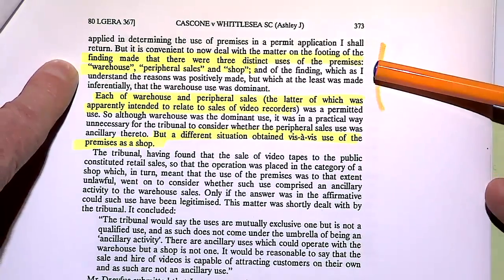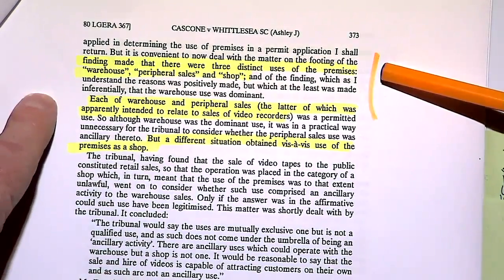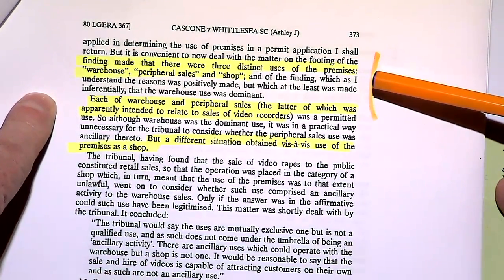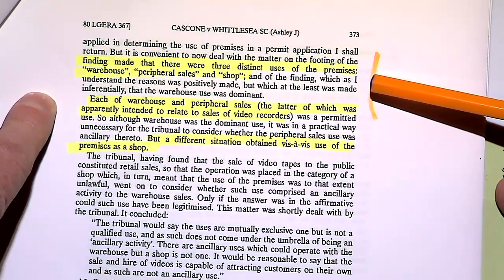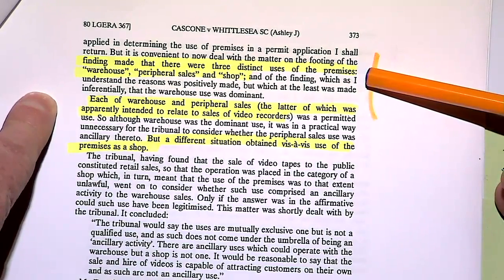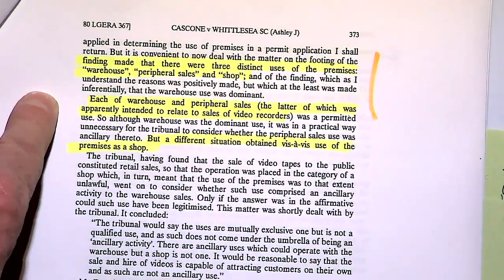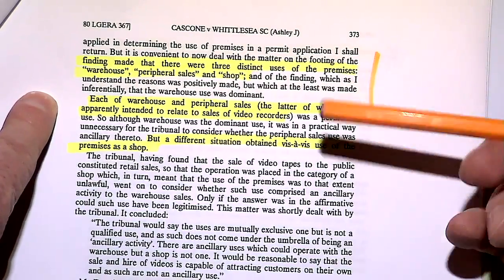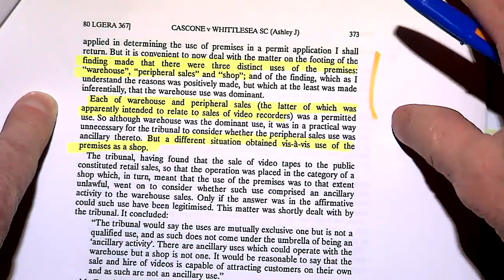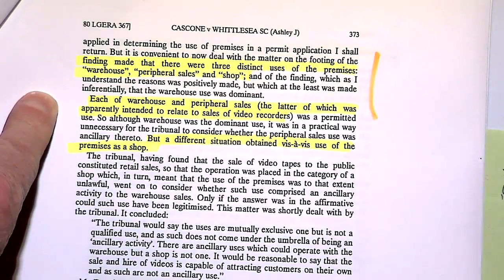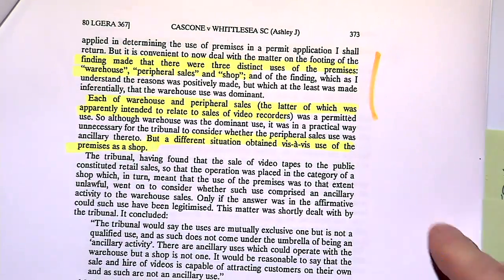But it is convenient to now deal with the matter on the footing of the finding made that there were three distinct uses of the premises. So this is part of the steps you need to go through. What's happening on the premises? Warehouse, peripheral sales and shop. But is that really the purpose?